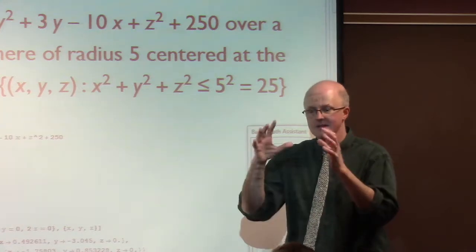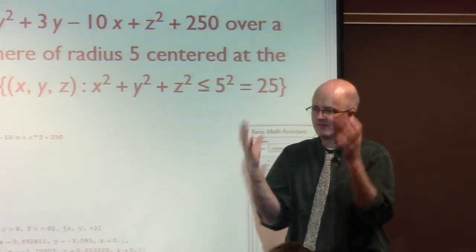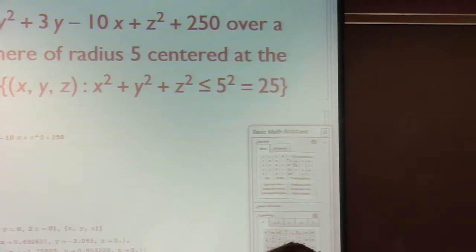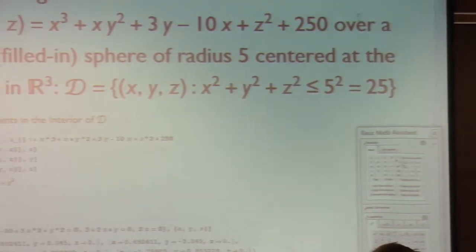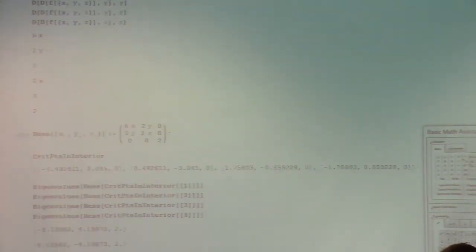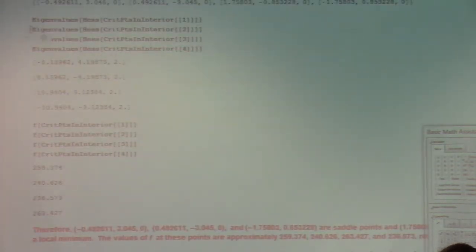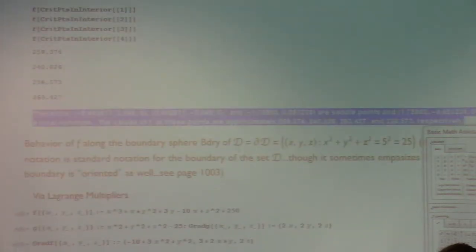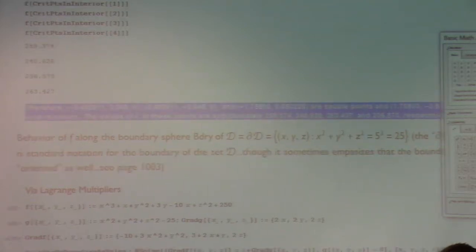So you get the side boundary and you get the top and the bottom. But a sphere, its boundary is just one object. It's not made up of different pieces. So how do you do that? I'm not going to go through the details here. I'm going to put this on Moodle, and you can look through it if you like. You can still calculate the Hessian matrix. You can calculate the critical points. Figure out whether they're local mins or local maxes by calculating eigenvalues. I got the answer here. So those are the critical points in the interior of the set.